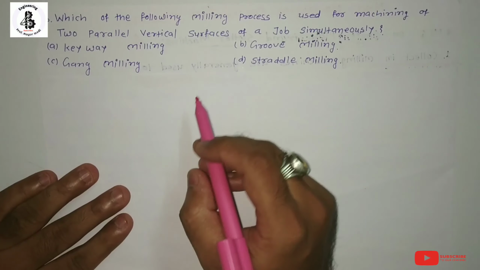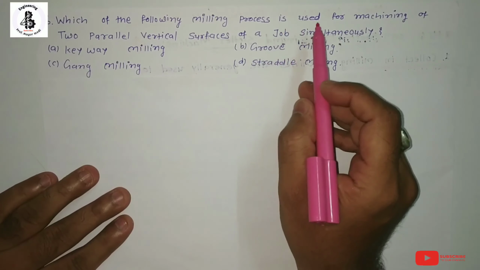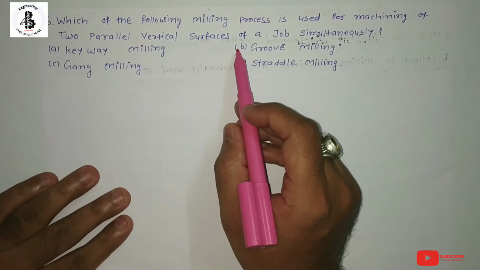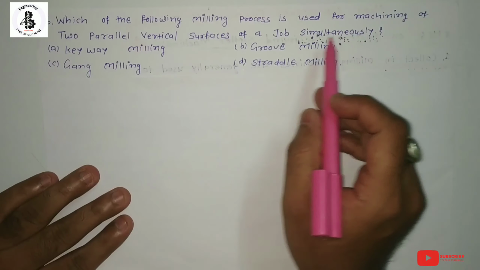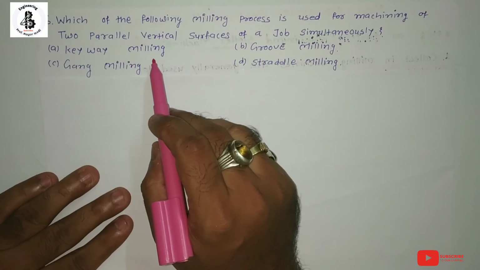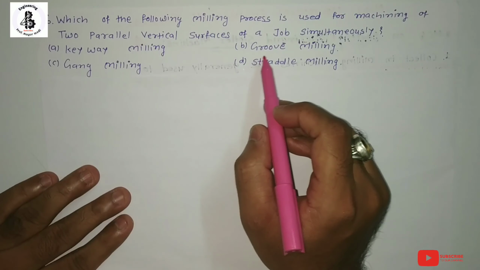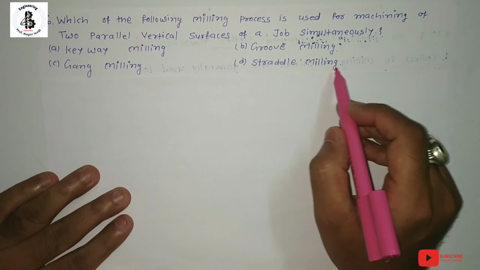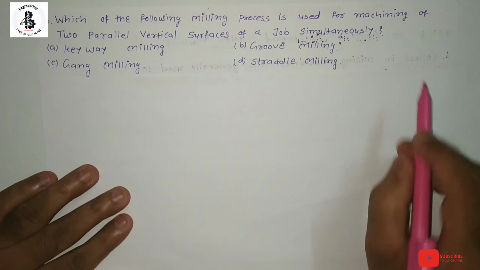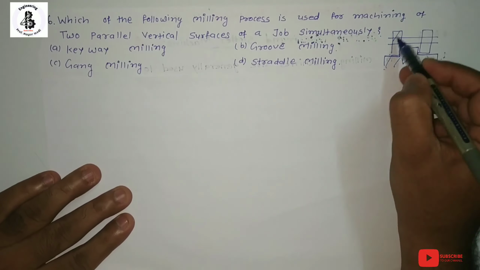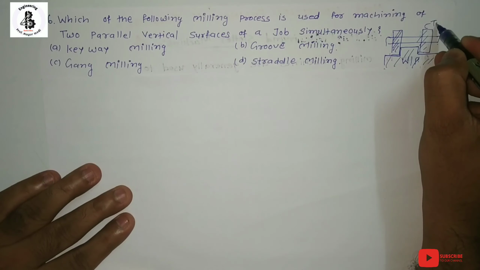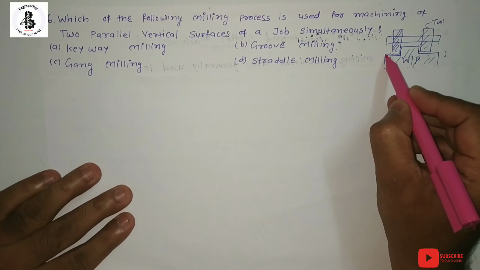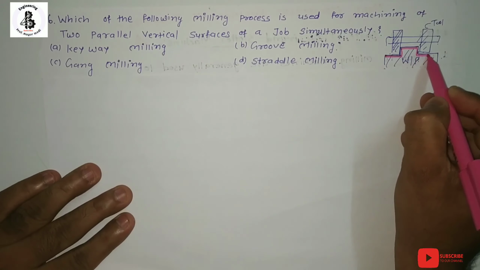Then, which of the following milling process is used for machining of two parallel vertical faces of the job simultaneously? Option A, keyway milling. Option B, groove milling. Option C, gang milling. And option D, straddle milling. So just you can see, this is our tool and this is our workpiece material.